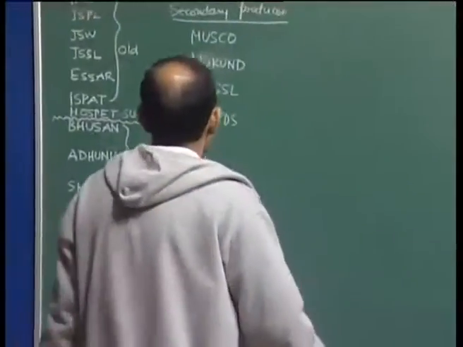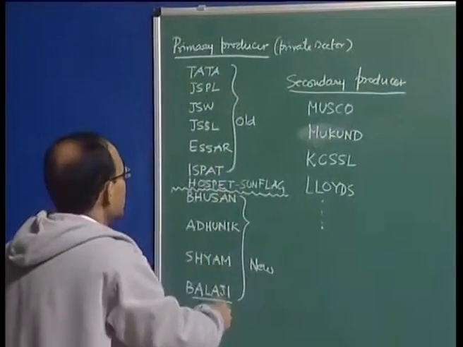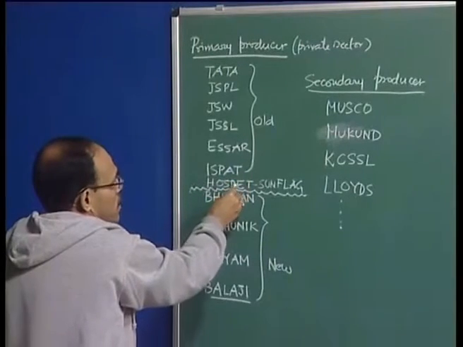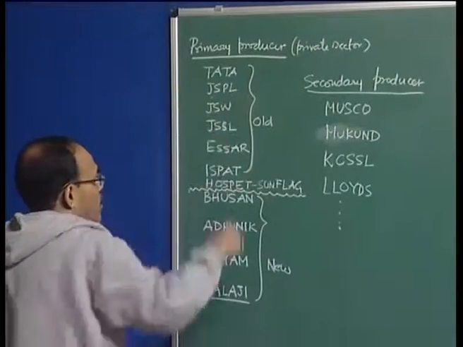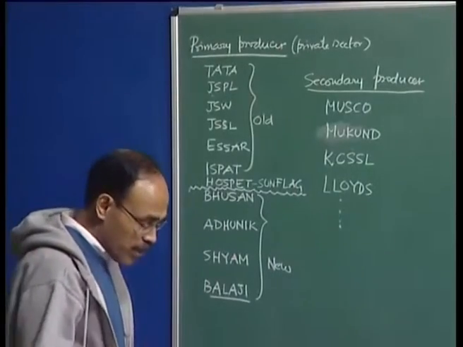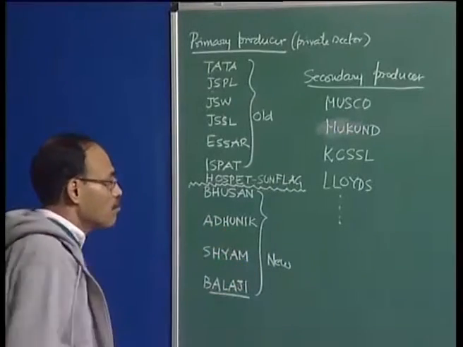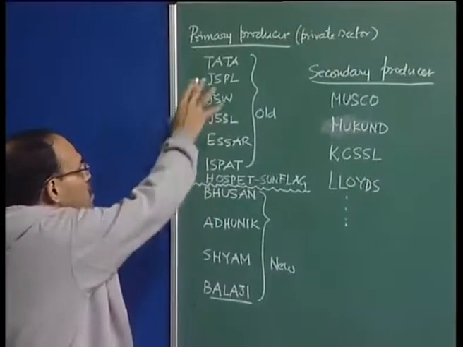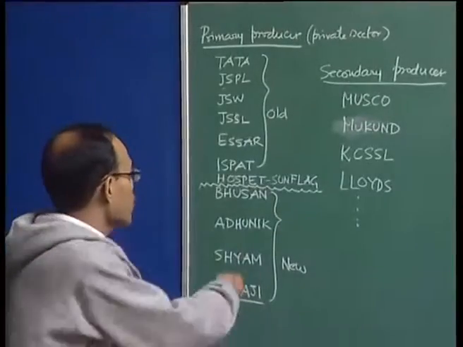Apart from this, there are many steel plants, these are the old timers like I have mentioned already. So these are integrated steel producers: Ispat Industries, Hospet Steel, Sunflag, Essar, Jindal Stainless Steel, JSW, JSPL, Tata. And I am talking about the private sector. Because we need more investment, more steel, new players have come: Bhushan Steel, Adhunik Steel, Shyam, Balaji and so on. And these either have small blast furnaces, mini blast furnaces, or they have huge blast furnaces.